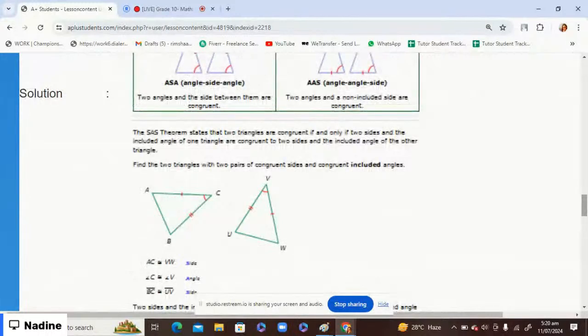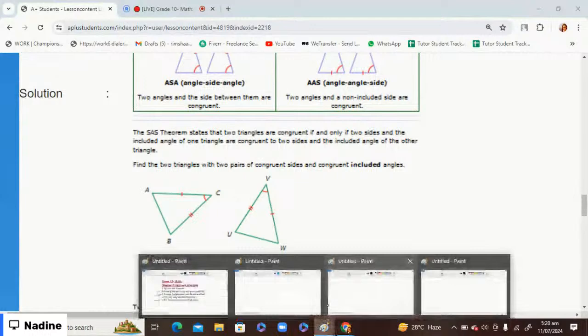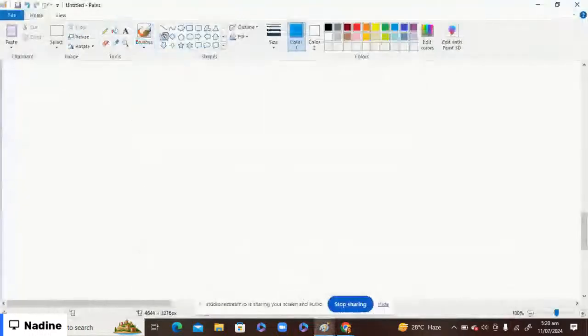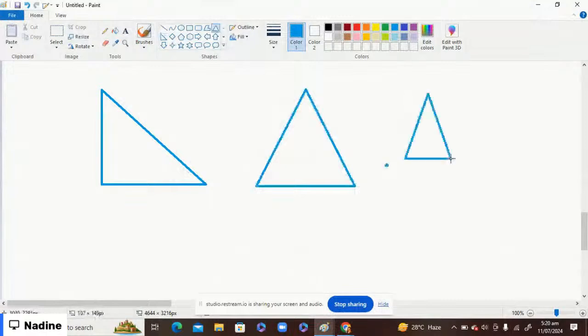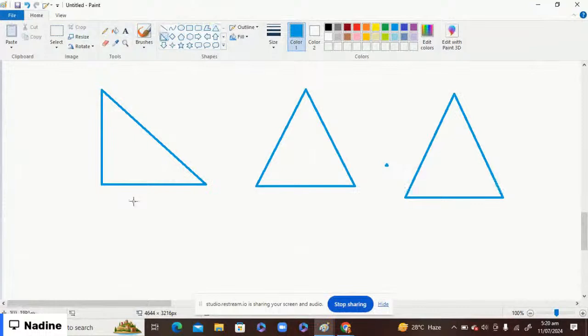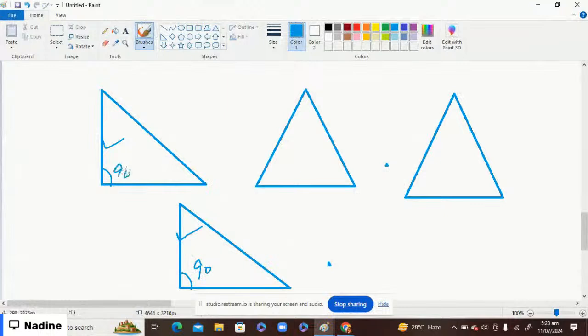If they say to compare the angles, then you also compare the angles. Sometimes they may be in the form of triangles. There is one right angle triangle, the other is this one, and the third one is also a right angle, and one is also like this. So it means that these two triangles are congruent. Why? Because if, for example, this is one angle, this is one angle, this is 90 degrees, and this is 90 degrees. This angle is different.